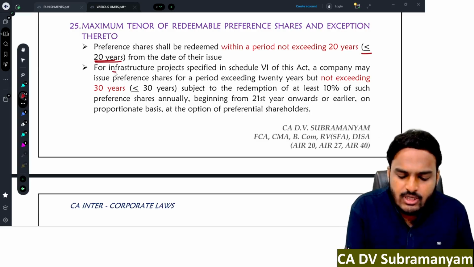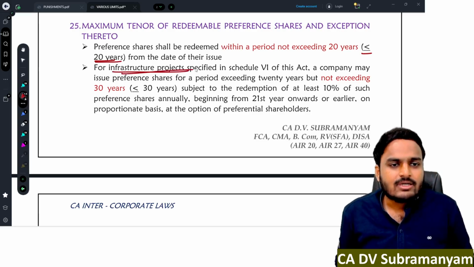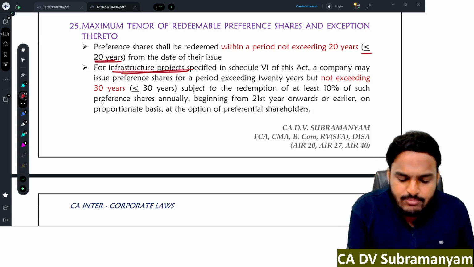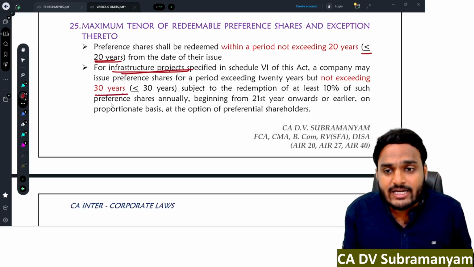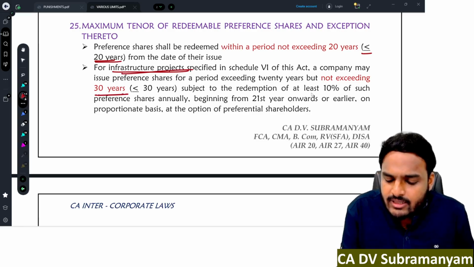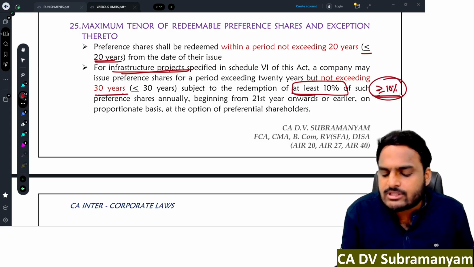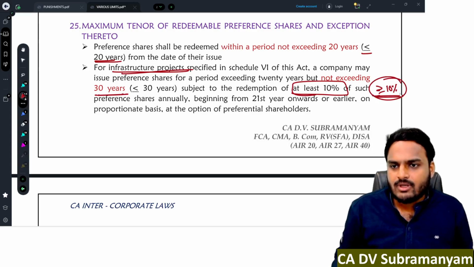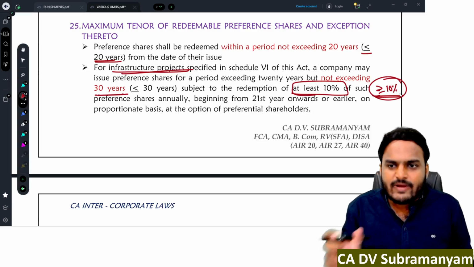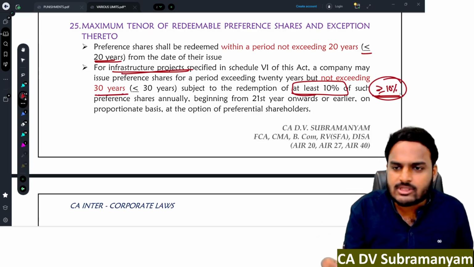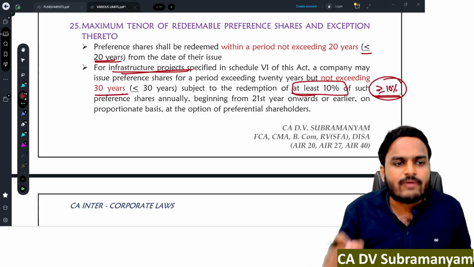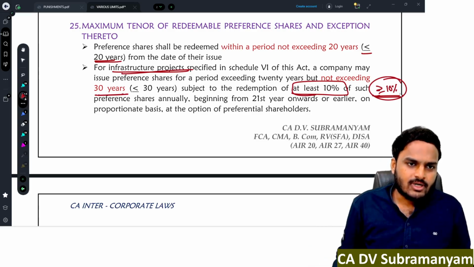In case companies are involved in infrastructure projects, the time period is not 20 years, the time period is 30 years, subject to a condition that every year at least 10% of preference share capital shall be redeemed. So by the end of the 30th year, the company will have redeemed the last 10% also, and you will find 0%. Understood?